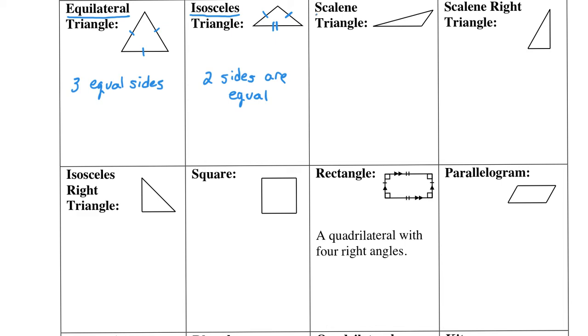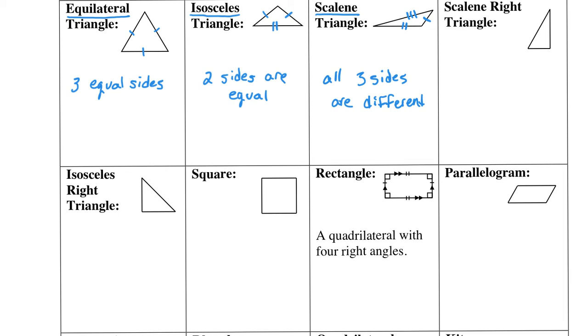Our next shape is a scalene triangle. Scalene means all three sides are different. So I usually do one dash on the short, two dashes on the medium, and three dashes on the big side. Every side has a different mark because every side is a different size.